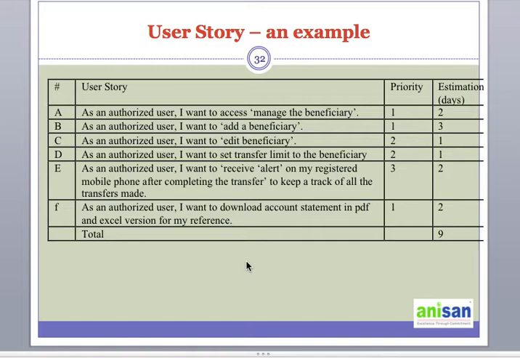Now let me take the example of F. As an authorized user, I want to download an account statement, what I want to do, right? And how? In PDF form. So this is how the three questions are answered in your user stories.